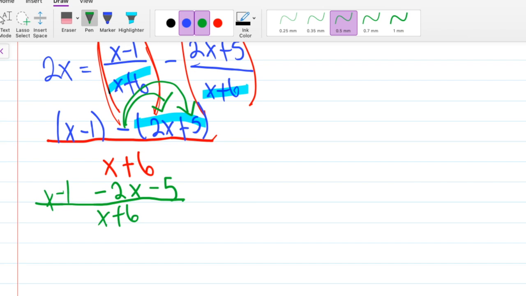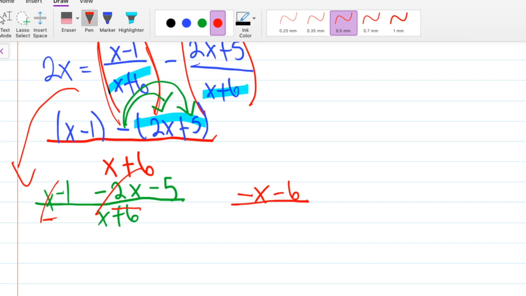I'm just going to write next to it. So x, we're going to combine like terms. x right here minus 2x is going to give us a negative x. Oh, and if you're wondering what happened to the 2x, nothing. I just didn't write it, but don't forget it. So that's a negative x. We got rid of these two terms. Negative 1 minus 5 is negative 6. And then the denominator stays the same, x plus 6.